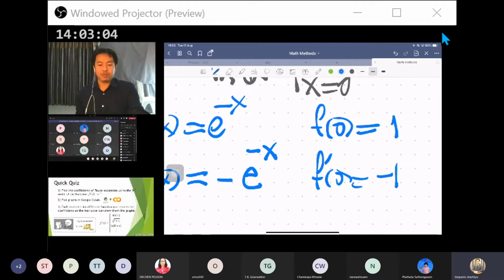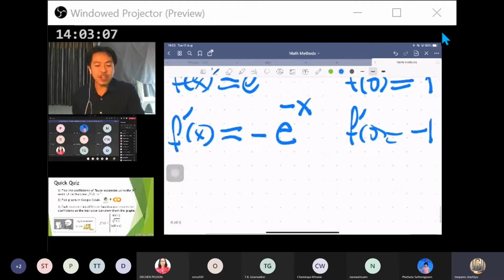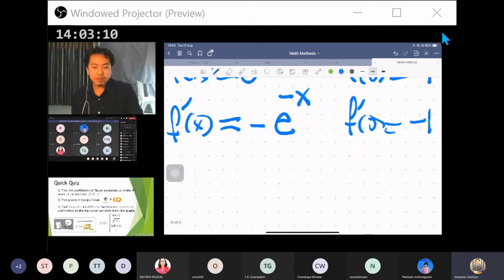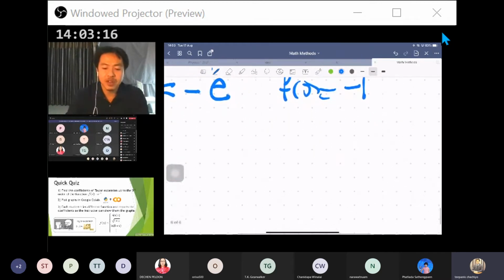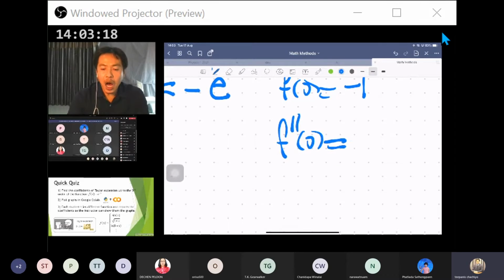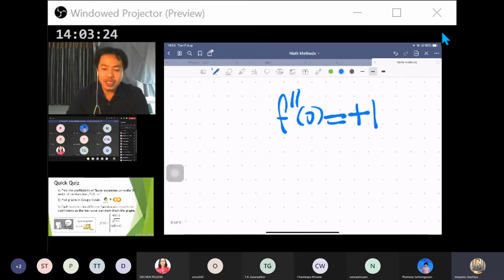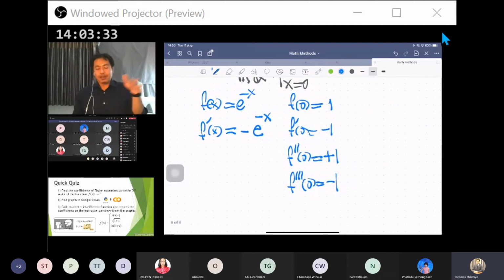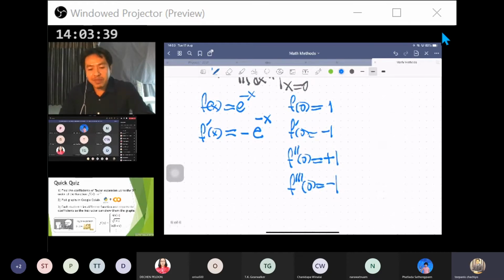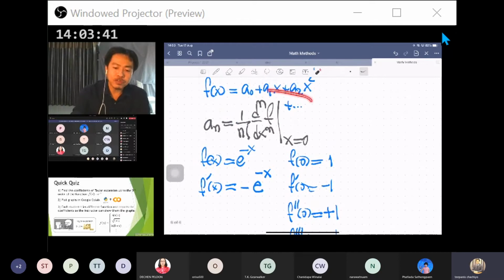-1 over there. Okay, so I can skip this process a little bit because you can do that at home. If you do the second derivative, you're going to get the opposite sign, which is +1. And the third order of the derivative, you get back another -1 over here. Okay, so you have this alternating plus, minus, plus, and minus, and so forth. So we are going to use this information and put it back into this formula for the expansion.